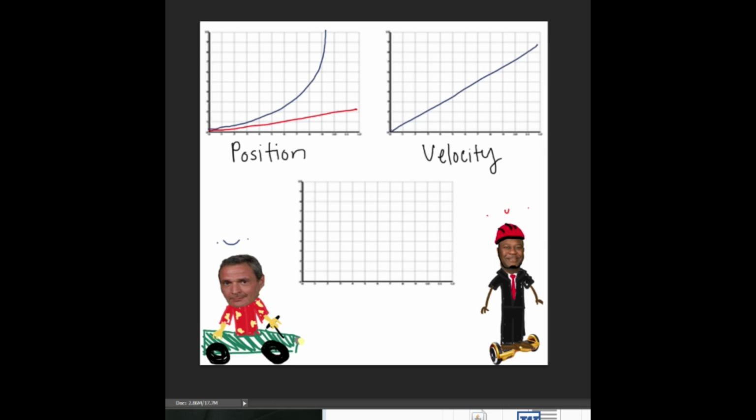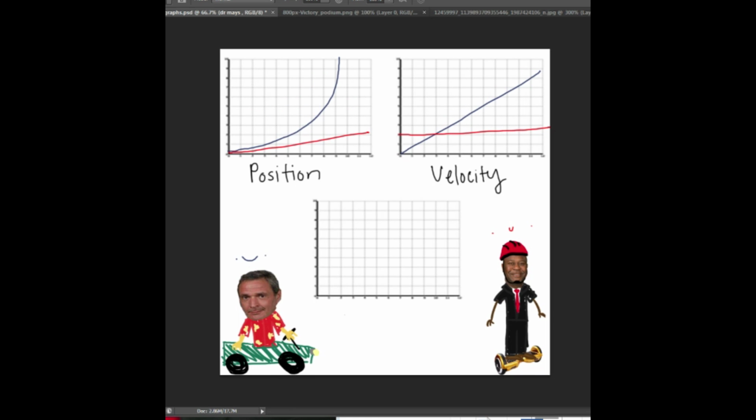The position graph indicates that Dr. Mays increases in distance uniformly at every time interval, which has to mean that his velocity remains the same throughout the race. To plot this, we draw a straight horizontal line to represent uniform velocity. Okay, moving on to our acceleration graph.